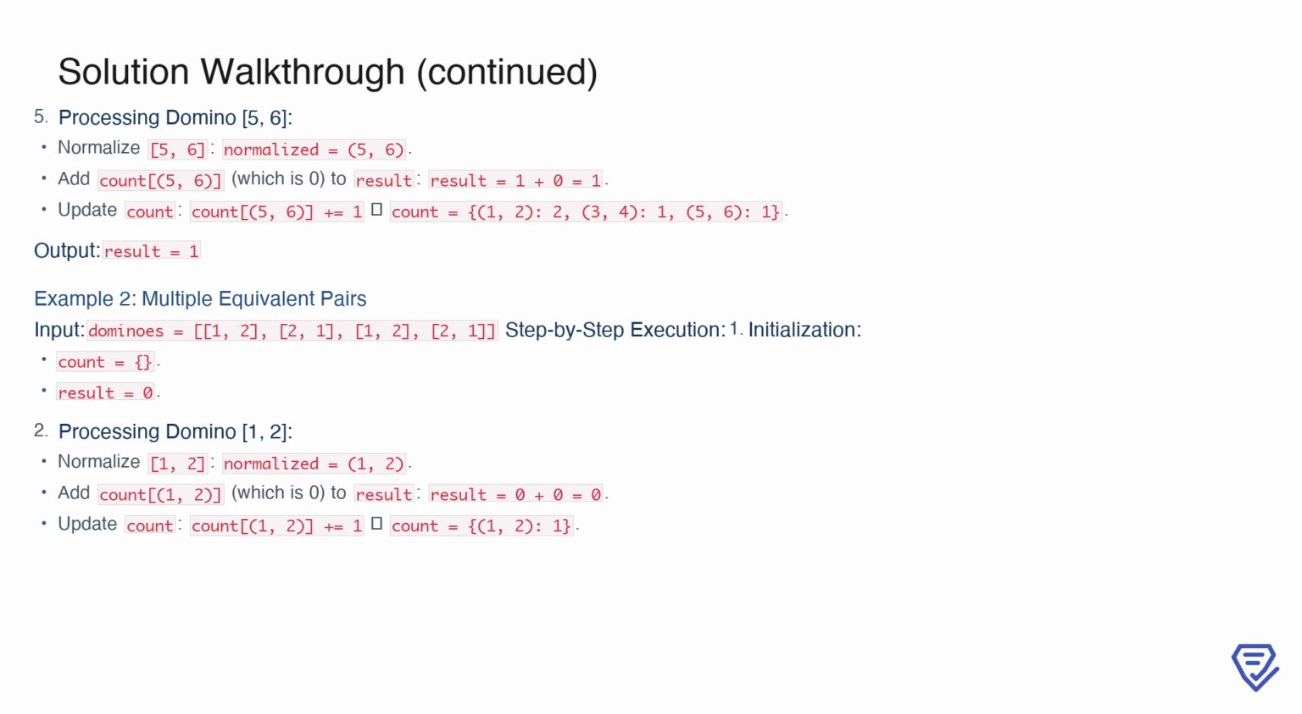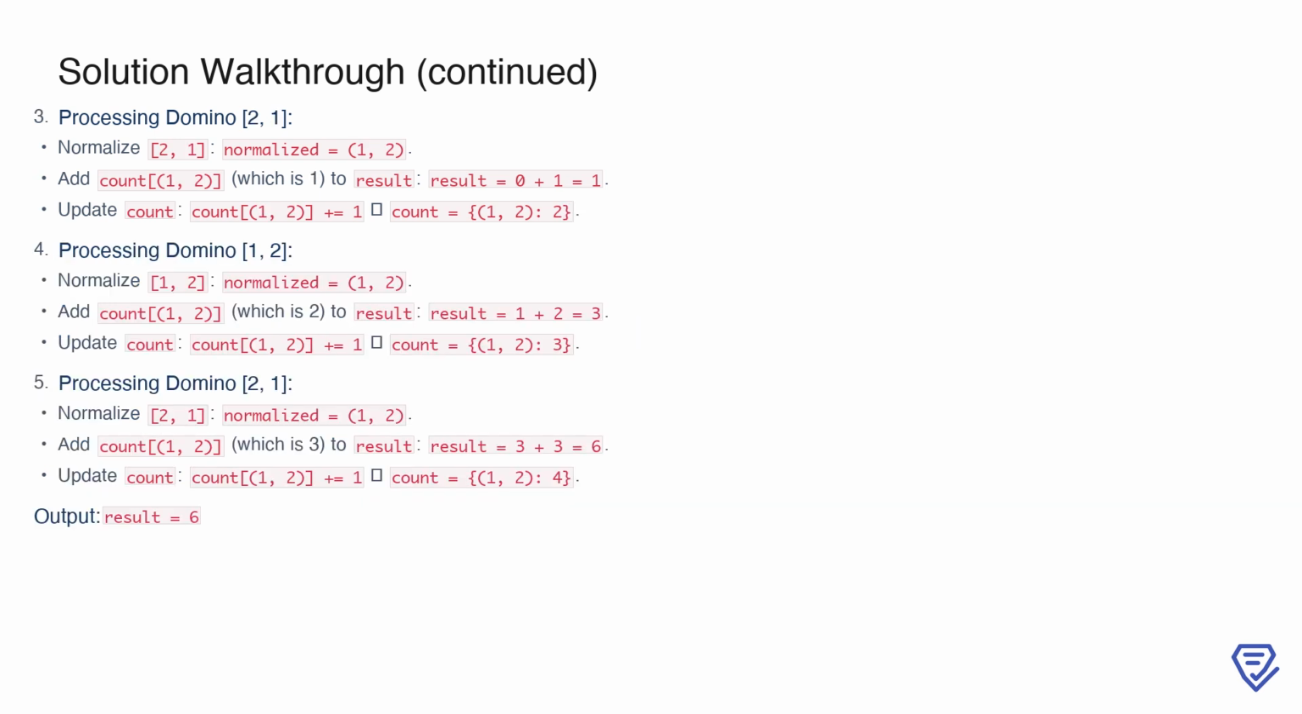Moving on to the second example, we initialize our count dictionary and result variable again, both starting empty or at 0. For the first domino, [1, 2], normalizing it gives (1, 2). Its count is 0, so the result stays 0. We increment the count for (1, 2) to 1. Next, we process [2, 1], and normalizing it gives (1, 2) again. This time, the count for (1, 2) is 1, so we add 1 to the result, making the result equal to 1. We then increment the count for (1, 2) to 2.